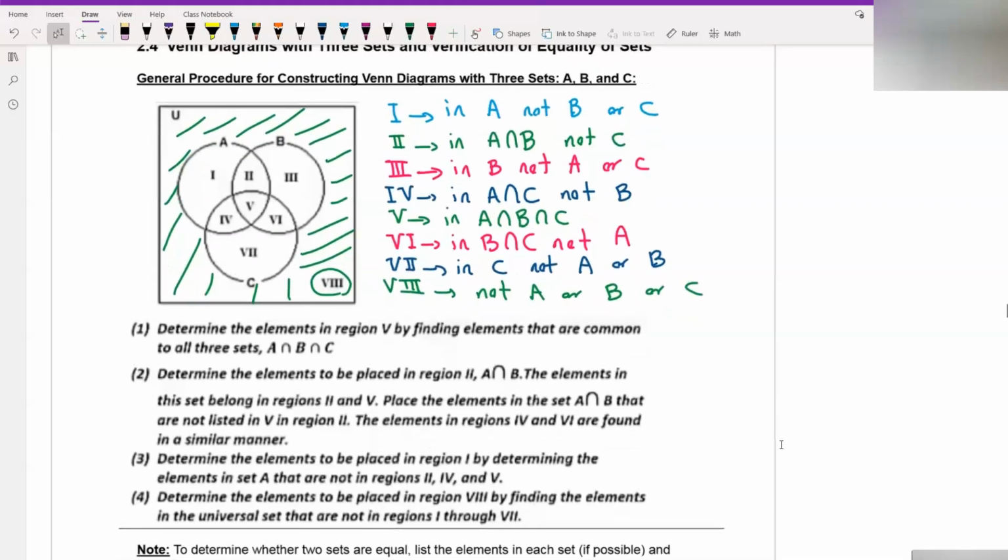So these are what we have, but for the steps that we have to follow to find the members before drawing the Venn diagram, it's better to start with what we have in common between all three sets. So first, we have to start with this one. That is number 1. It doesn't matter which one you start first.